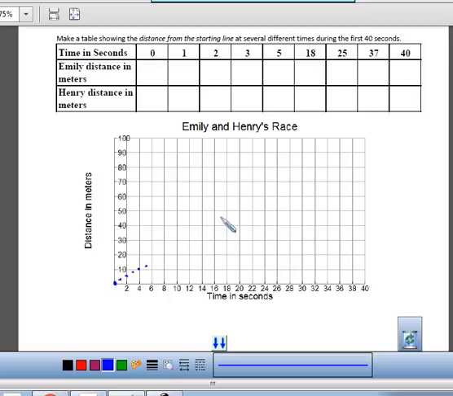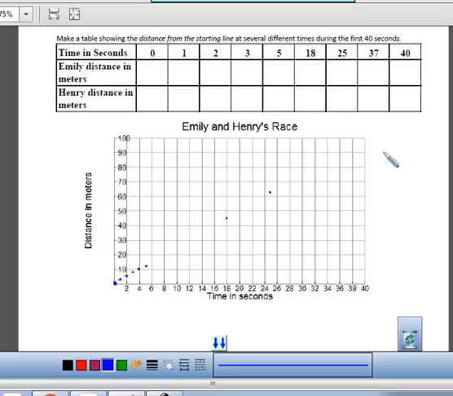And then we have 18 seconds. That's 45. So go over to 18, follow it up. Now there is no 45, so you've got to go in between 40 and 50 and put a dot. 25 seconds. So here, go up in the middle, 62.5. So halfway is 65, so halfway between that and the bottom.